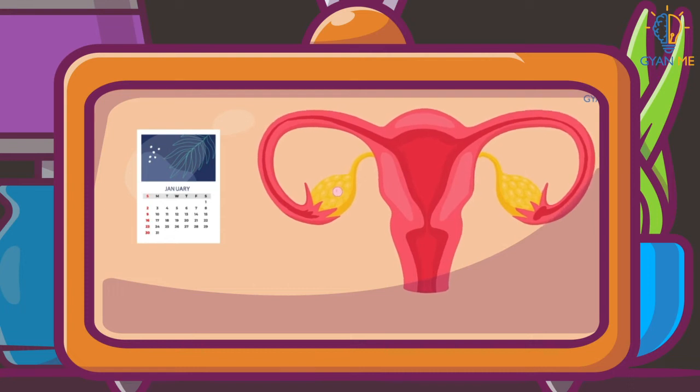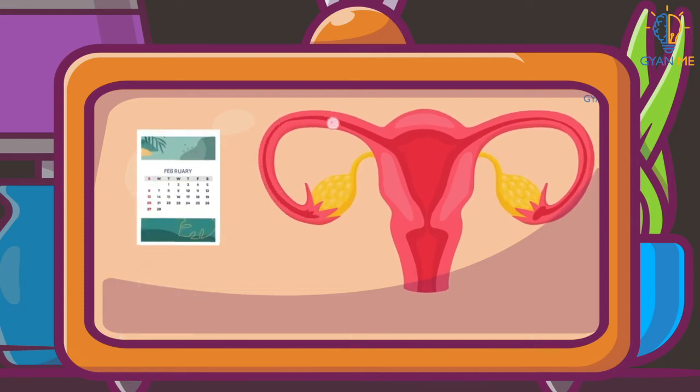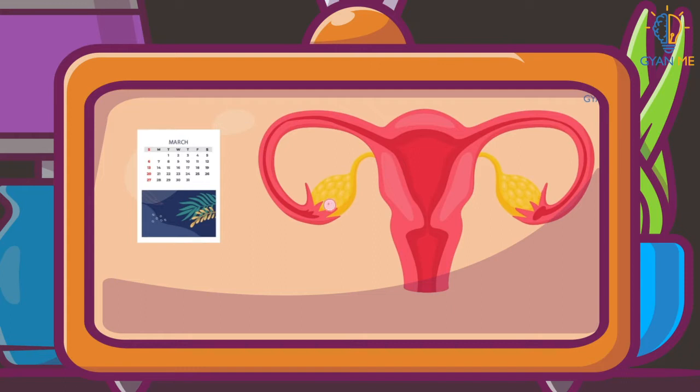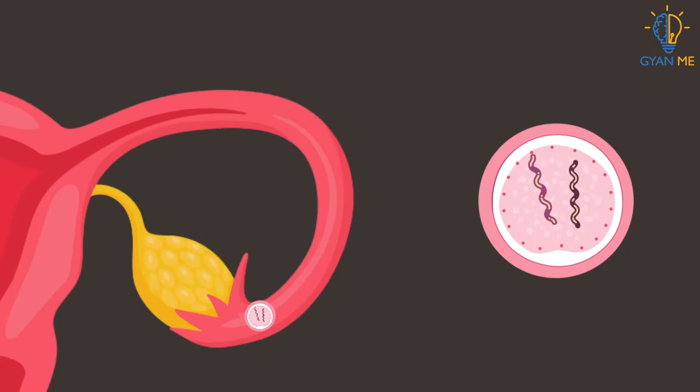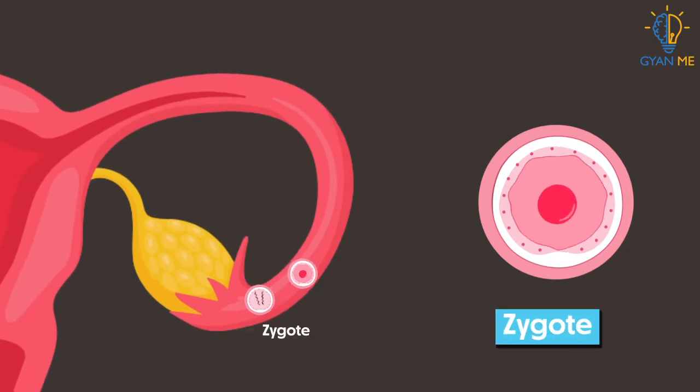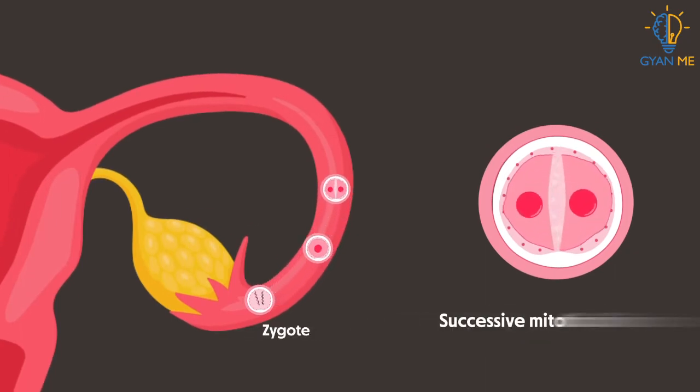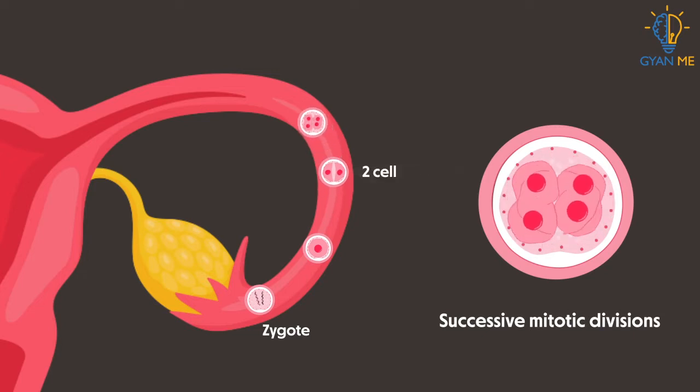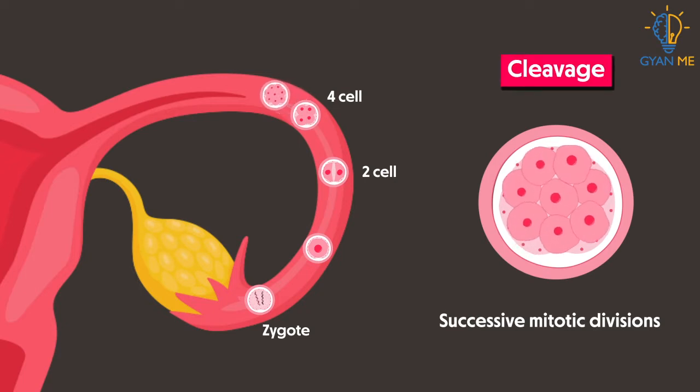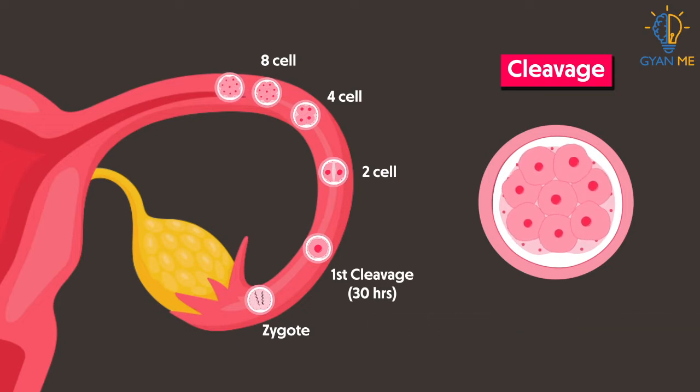Now this zygote starts moving downwards in the tube towards the uterus. And during this journey, what happens to this zygote? Let's see. After fertilization, the zygote undergoes rapid and successive mitotic divisions. These divisions, which result in the formation of many cells from one zygote, are called cleavage. The first cleavage takes place about 30 hours after fertilization and produces cells called blastomeres.